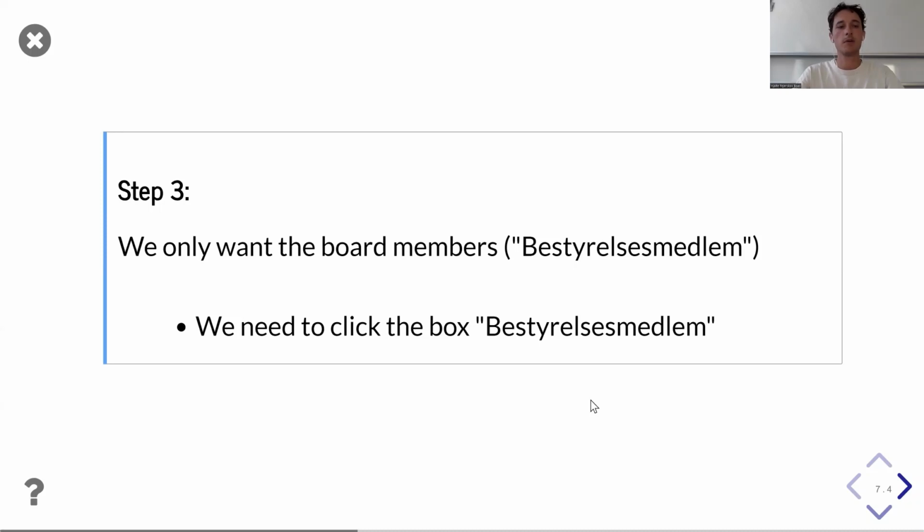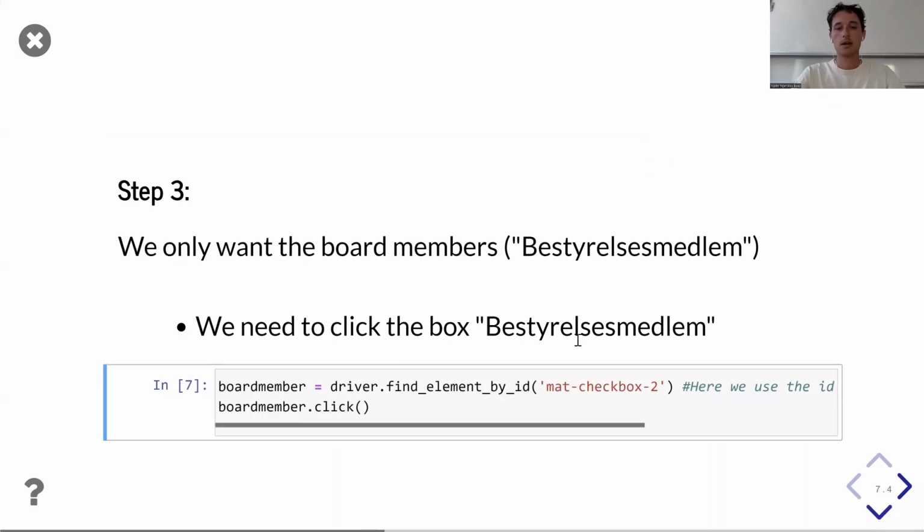Step 3 in our web scraping is that we only want the board members in these profiles. So in parentheses, this is the Danish name for board member. We want to click on the box board member. And I found that this ID uniquely identifies the element in the HTML where this box board member is located. So it might take a while to exactly find the place in the HTML that locates the button, but I have found that this works.